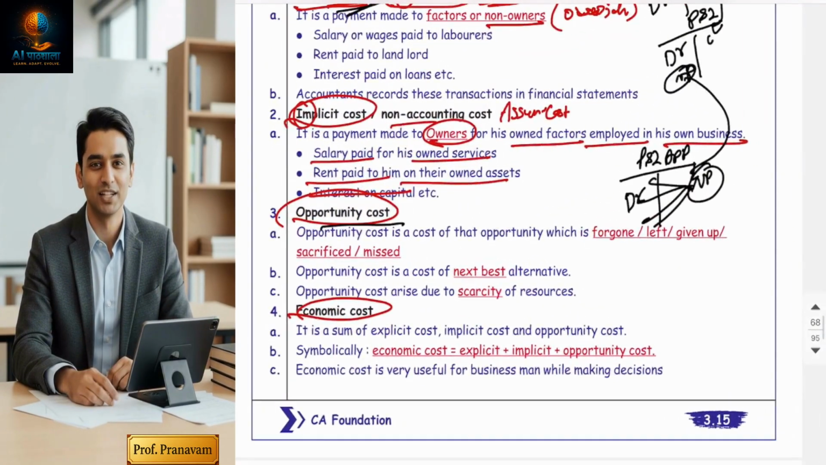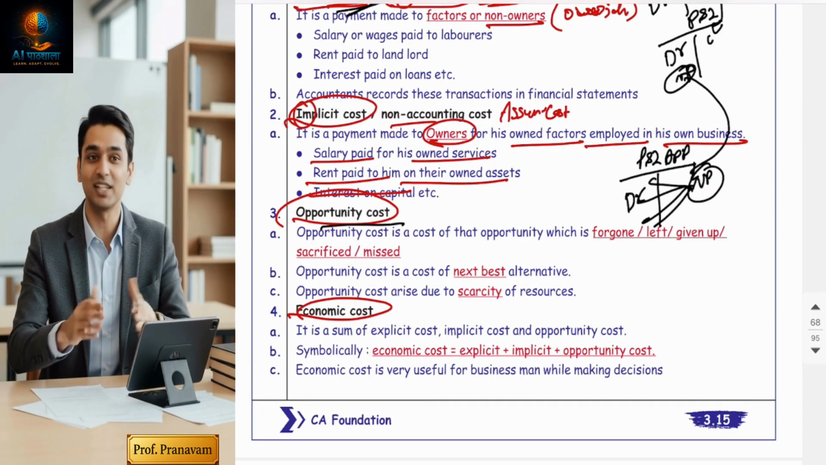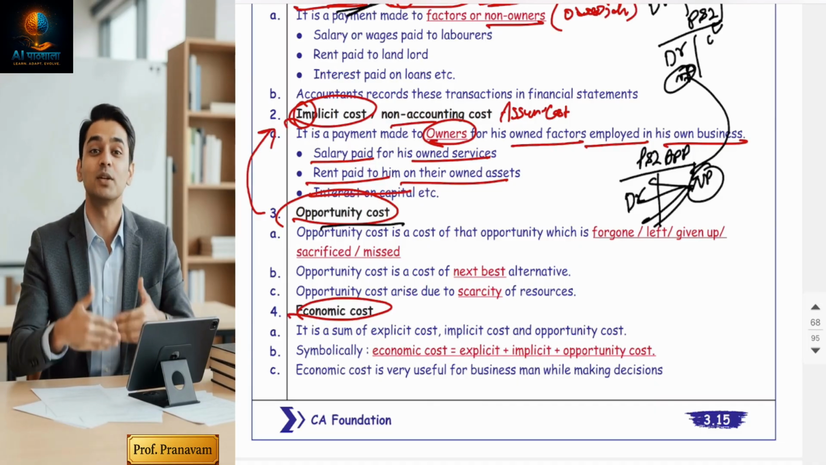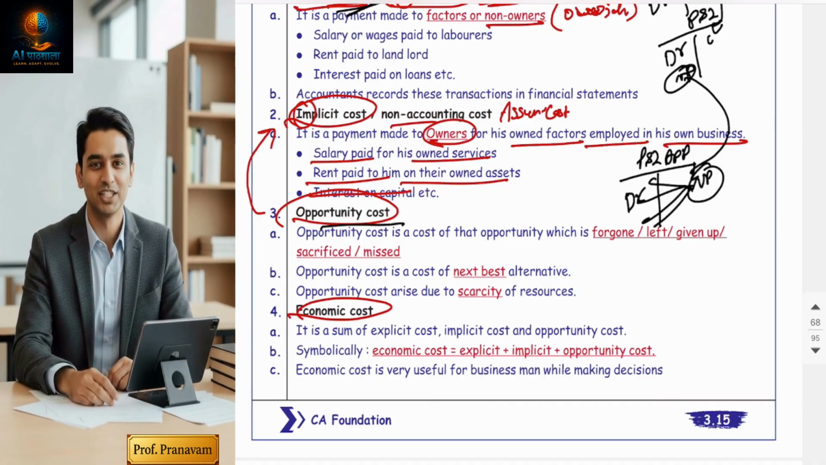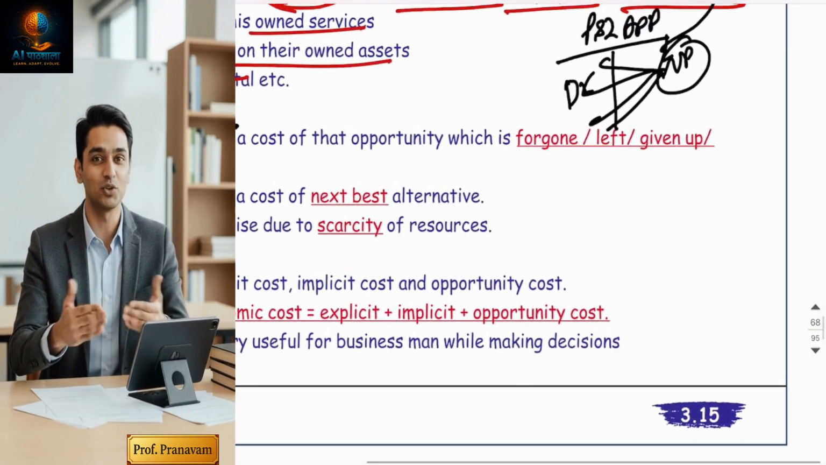Then third is opportunity cost. Opportunity cost is again an assumption. Now, because of opportunity cost, implicit cost has been derived. Opportunity cost means it is a cost of that opportunity which you forego. Sir, means what? Now listen. I can give you only one example.